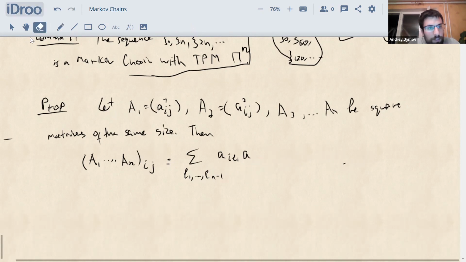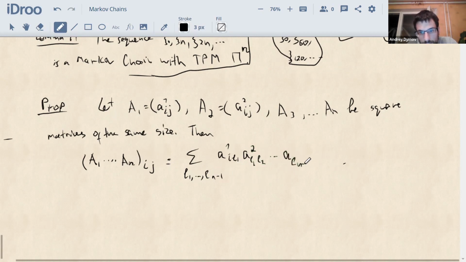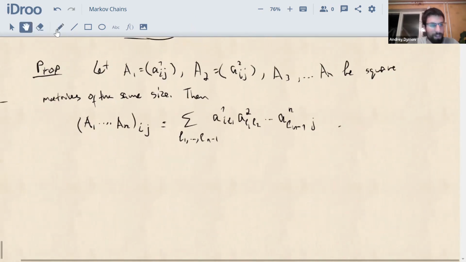Okay, let me write it. So actually, this is A1 above, here I have 2, so L1, L2, etc., A L_{n-1} J, and this is the last matrix. Okay, so this is a formula. This is just the generalization of the formula of the product of two matrices, right? For the case when instead of 2 you have n matrices. I will not prove it. I will leave this as an exercise.